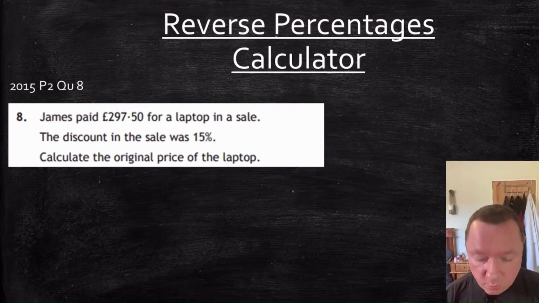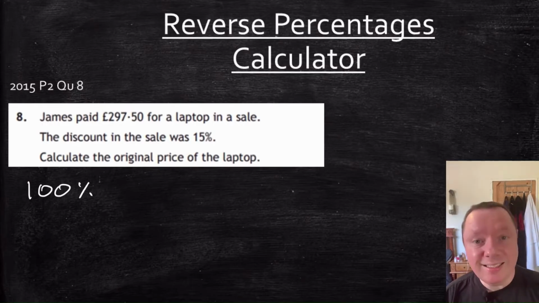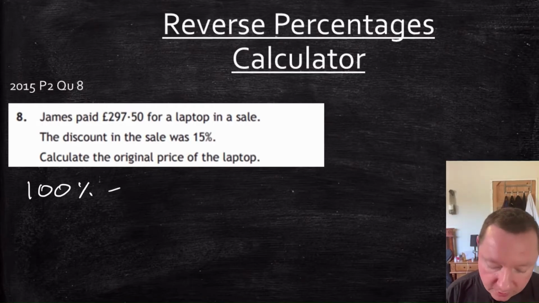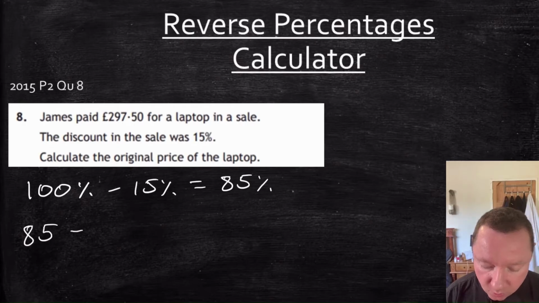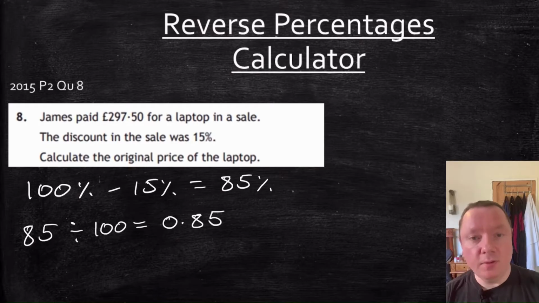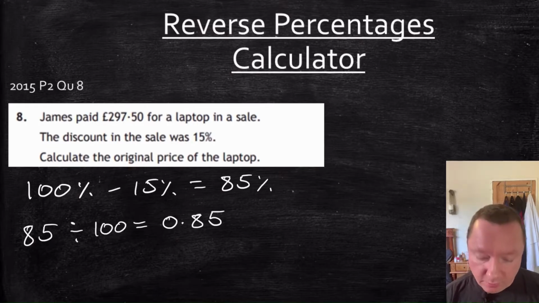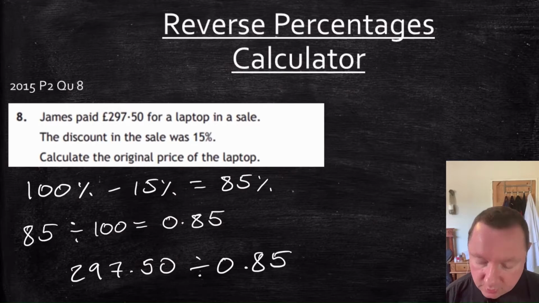We start off in the same way by doing the multiplier. So we've got 100%. It was a discount, so it's been taken off, so minus 15%. That leaves 85%. Change that to a decimal in the normal way. Divide by 100 to get 0.85. So now, since we're going backwards, we're not going to times by 0.85 because we're trying to get back to the original price. So we divide by 0.85. So 297.50 divided by 0.85. Calculator time.